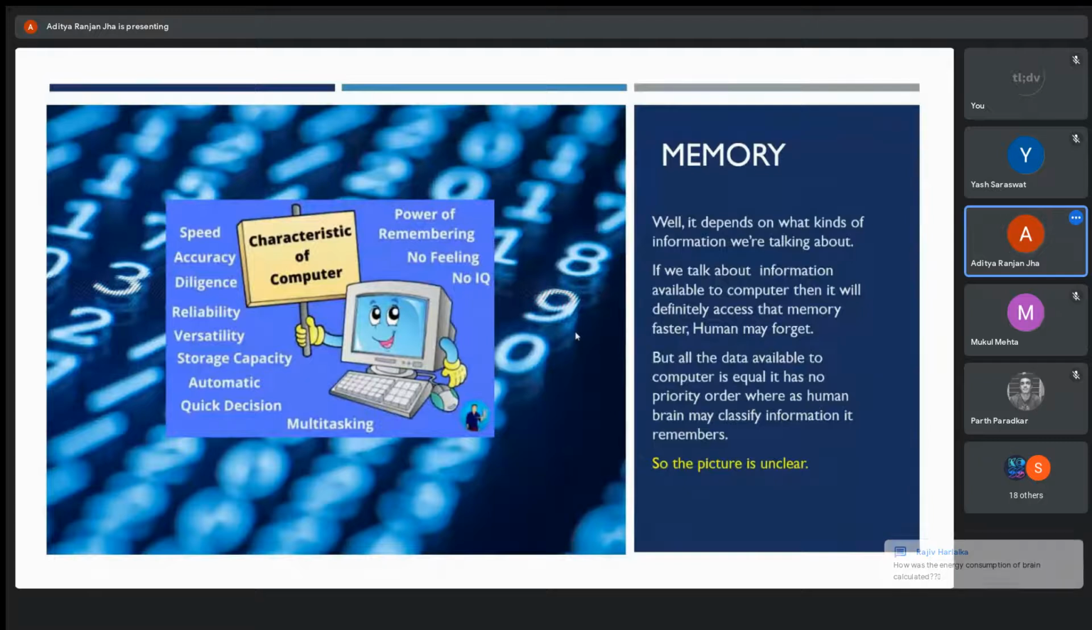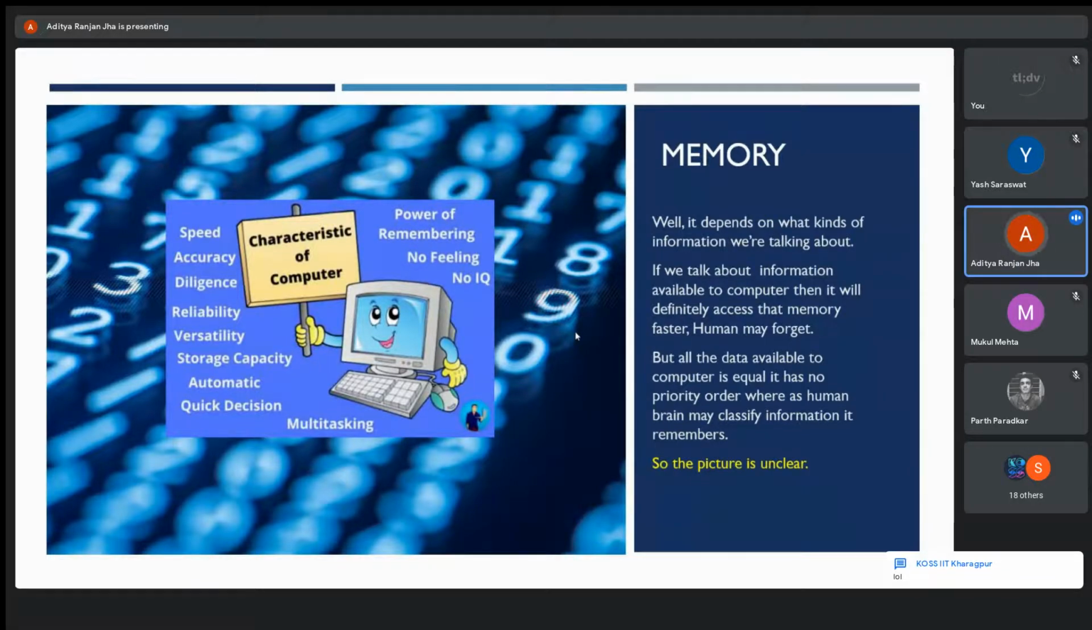But suppose I want to characterize some part of memory. Computers can't classify memory. All types of data on a computer are of equal priority. Any type of data you start searching for in your computer, it would start from the beginning and it would stop at the point where it finds that data.